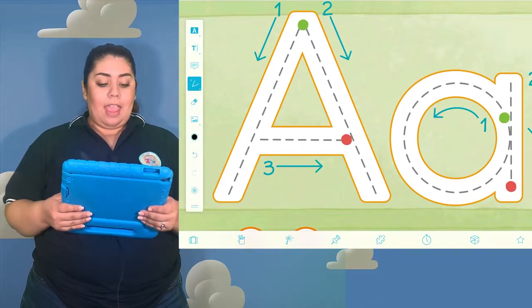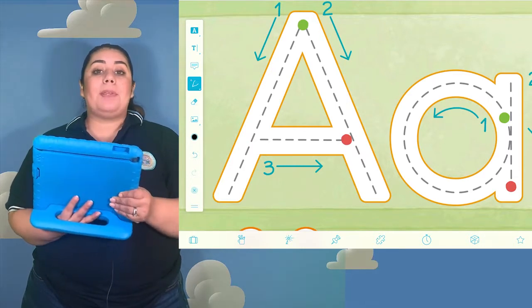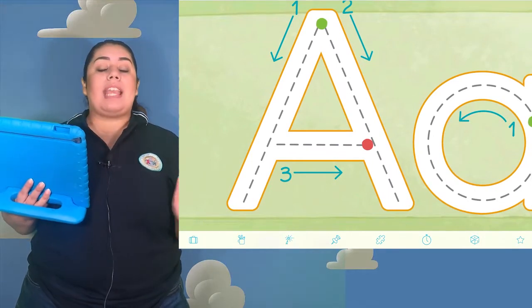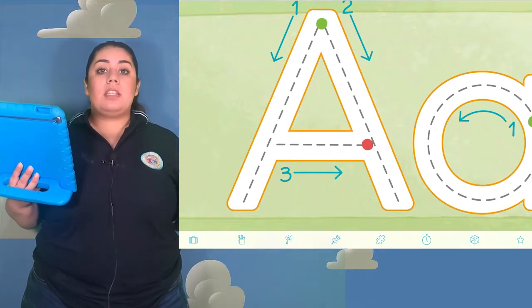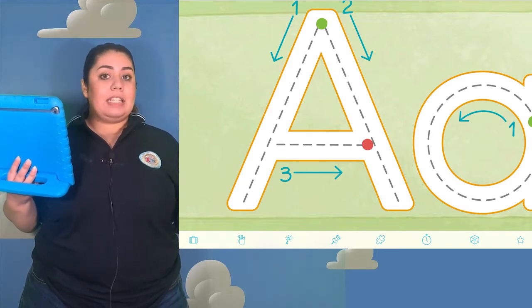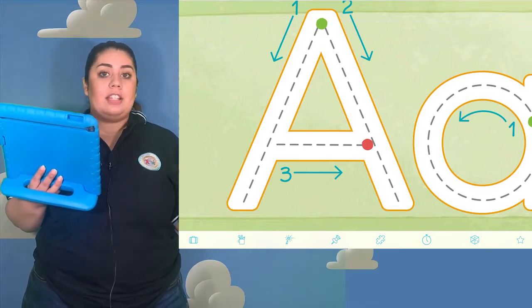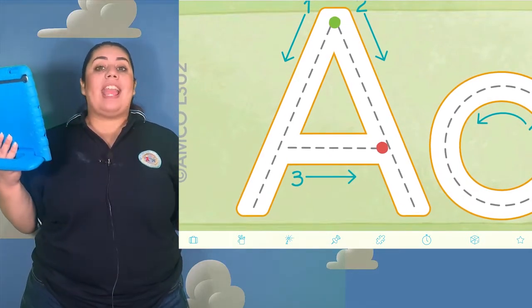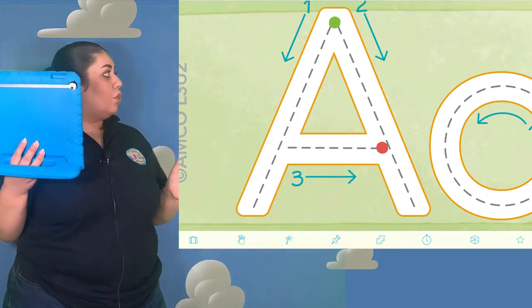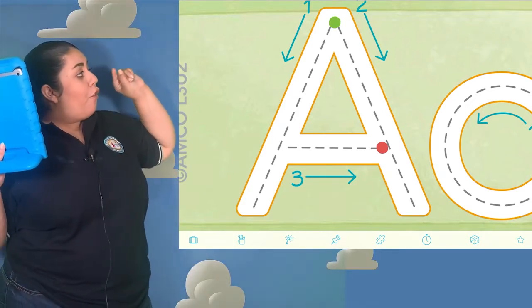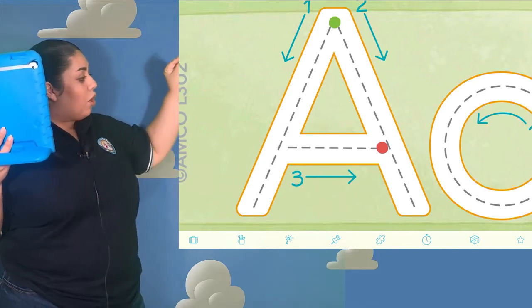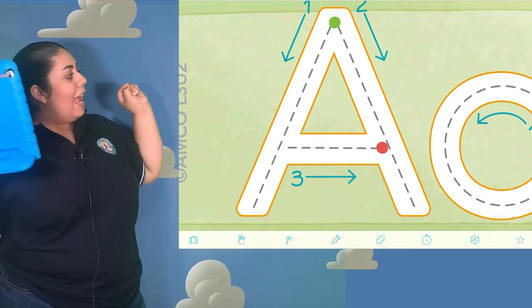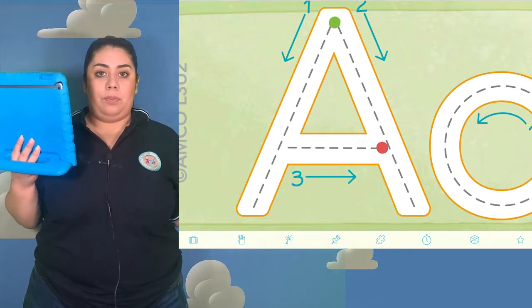Get your pencil. And as I told you, when we say capital A, that means this one, capital A. And we use capital letters for names, countries, dates, and other things that we are going to learn later, okay? But here we are going to practice the letter A in capital letter. As you see, we are going to start from the green circle, go down one side, go down the other side, and then a line in the middle.